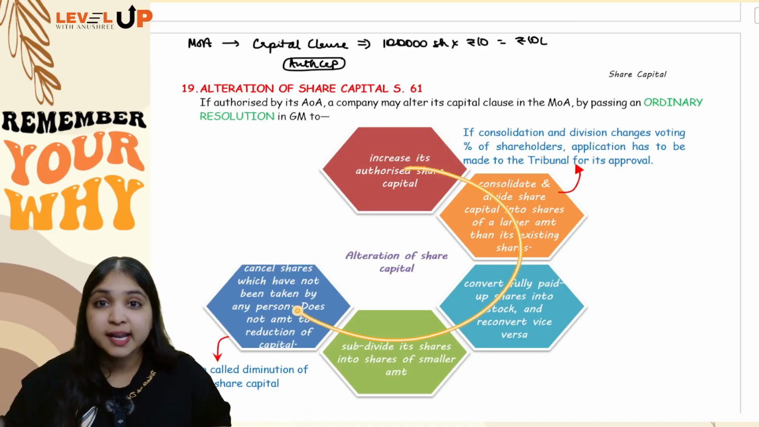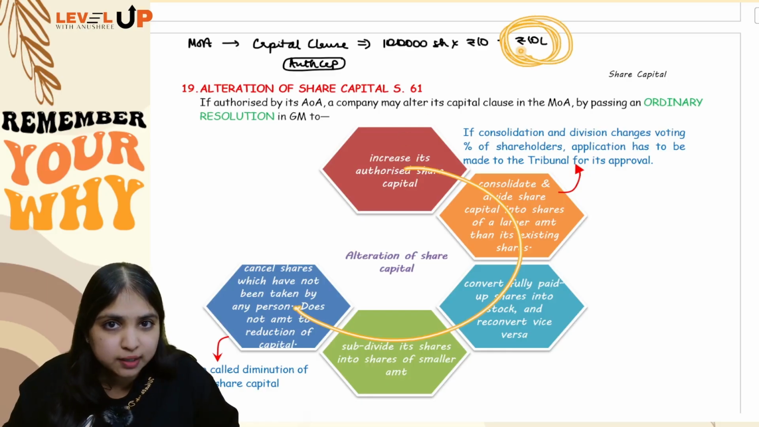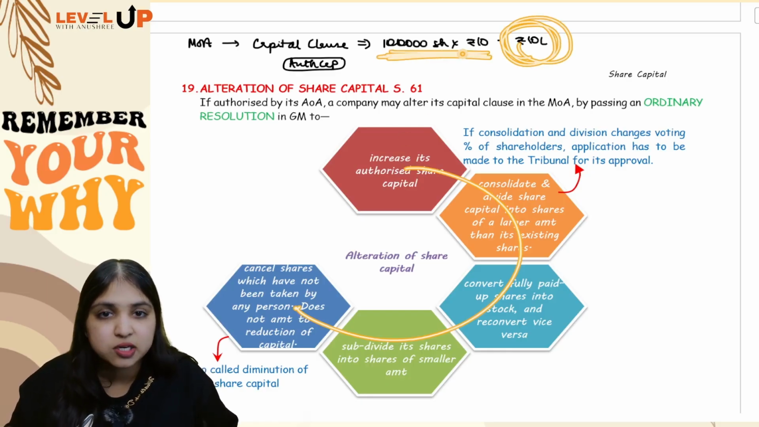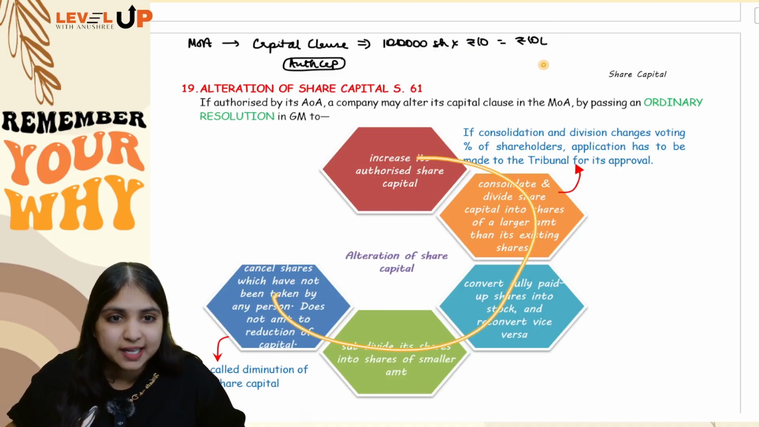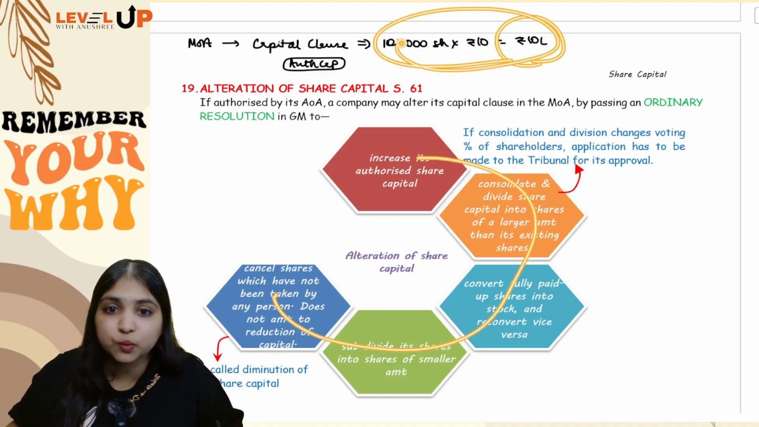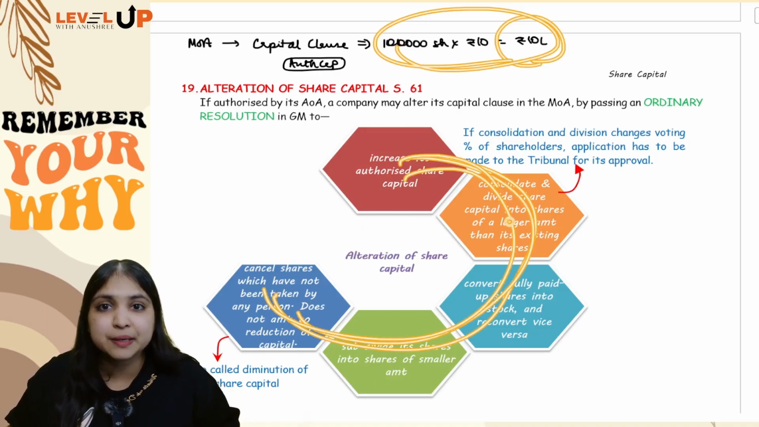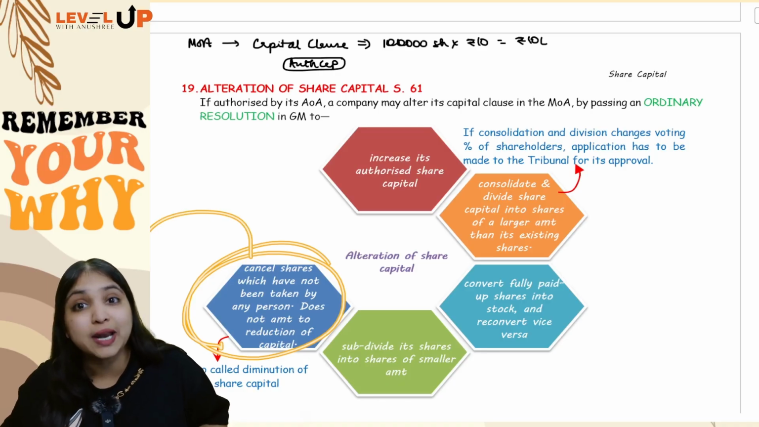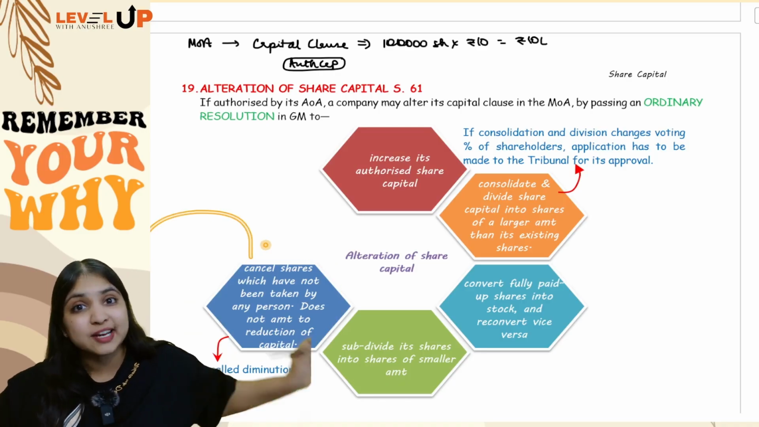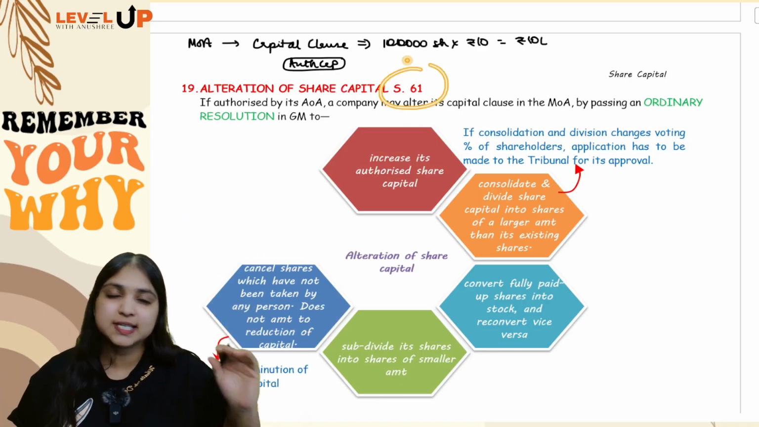5 situations. In all these 5 situations, either your total number will change or the breakup will change. Only an ordinary resolution is required. Okay. In all these 5, only the authorized capital number is going through a change. Paid up capital, subscribed capital, called up capital, issued capital and all are not changing. Only in the last box, issued capital is also changing. But still section 66 will not apply. Section 61 only will apply.